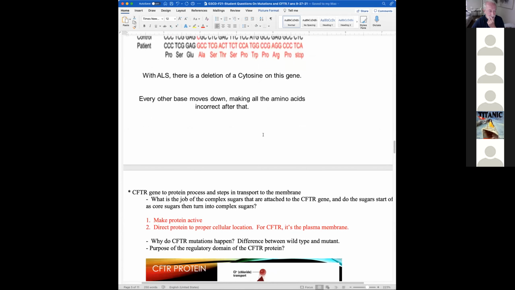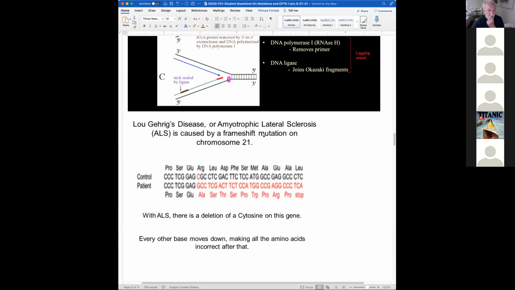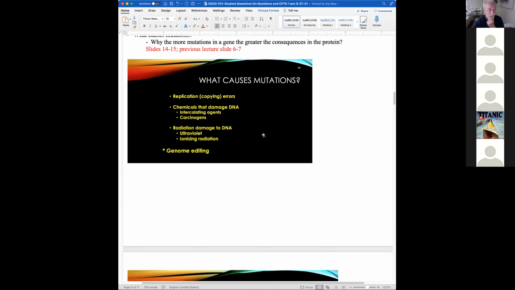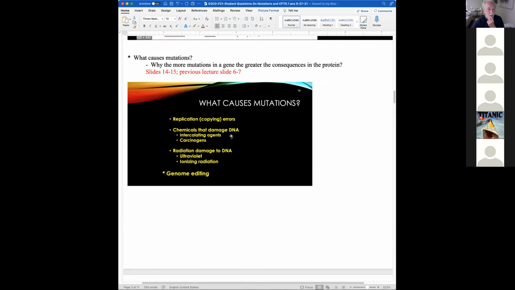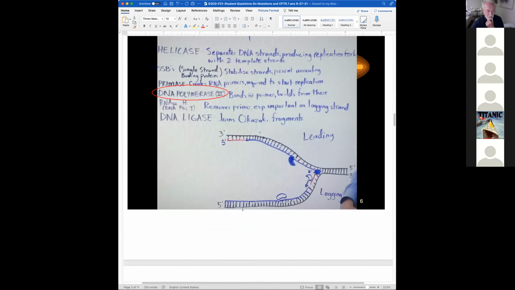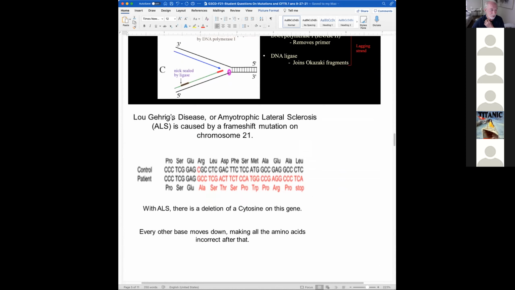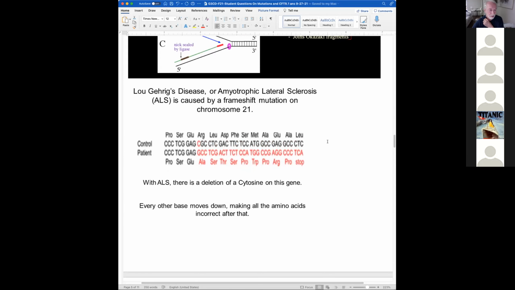Going back to this question, where was it? Why, when there are more mutations, are there greater consequences? Well, there are a lot of different examples of one mutation versus 2 or 3 or 4. I use this example of Lou Gehrig's disease, amyotrophic lateral sclerosis, which is lethal. And what happens is there's a mutation on chromosome 21.